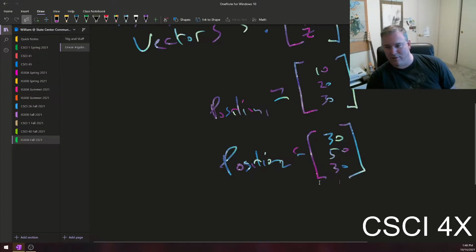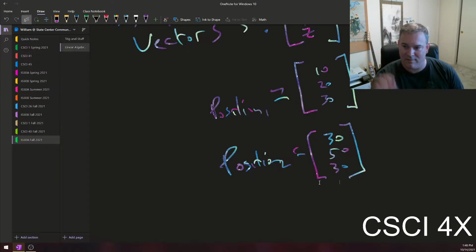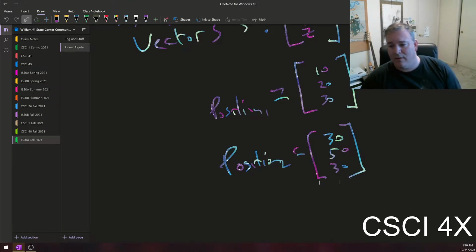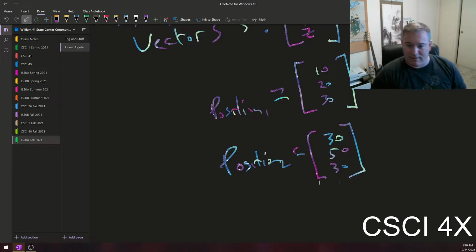Yeah, it's like when you have Unreal Engine open. Like you can see the position, it has X, Y, Z. X is red, Y is green, Z is blue. You can edit the numbers directly if you want. So this is how we write it in linear algebra.